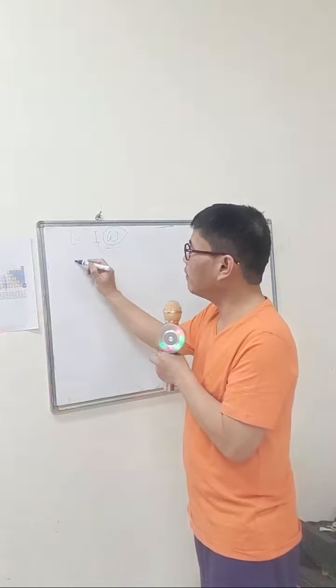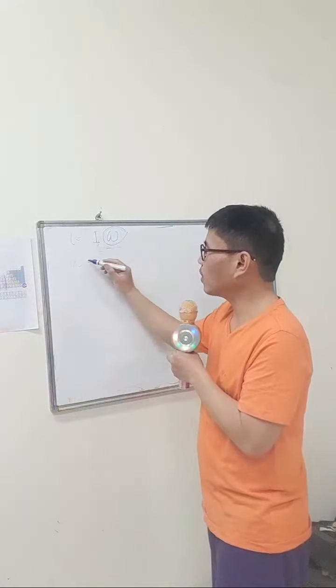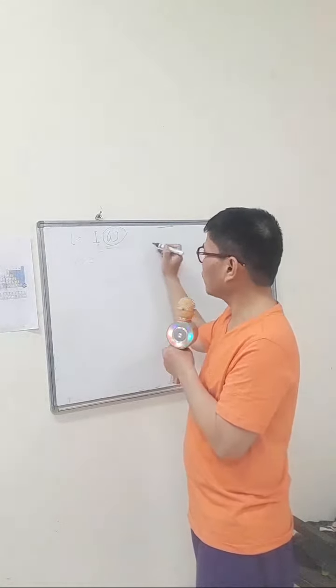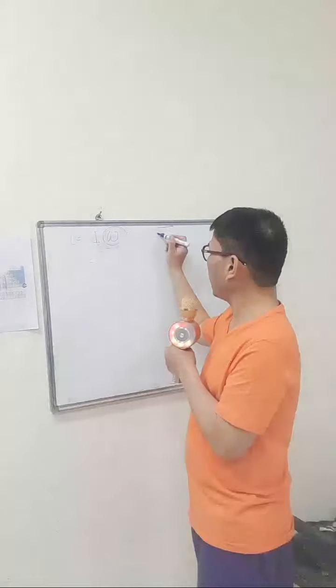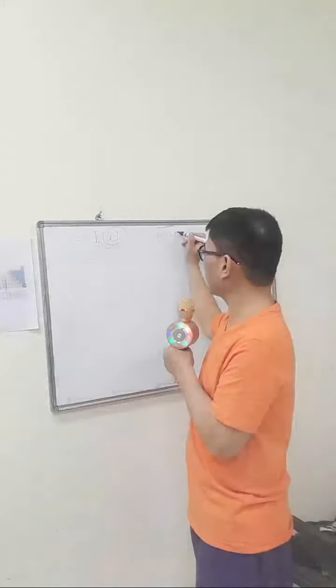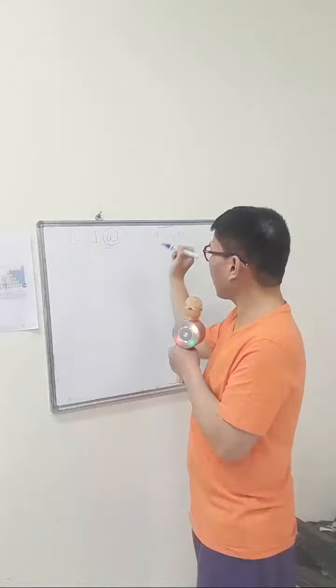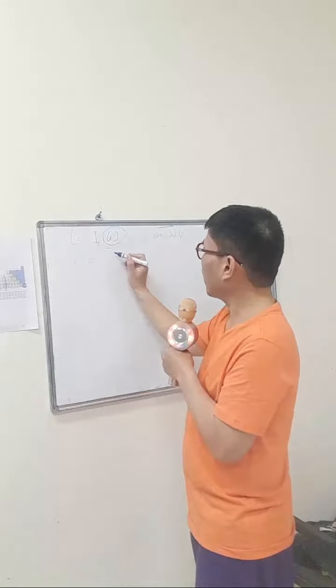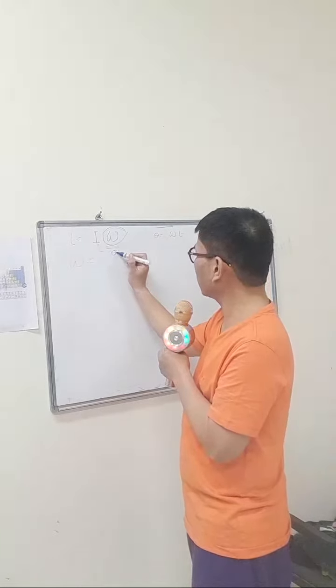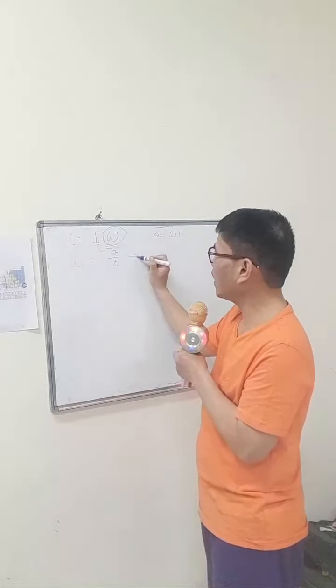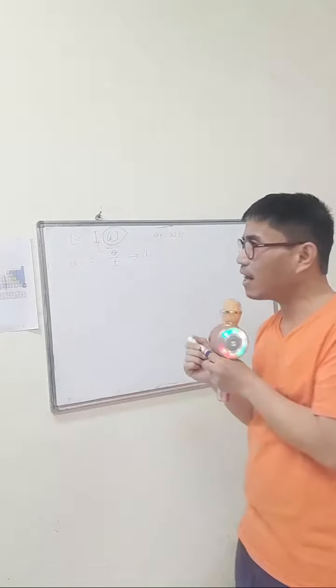So angular velocity relates to the displacement. Displacement is equal to angular velocity times time. So let's say angular velocity is equal to the angular displacement over the time. This is equation 1. Okay, what else?